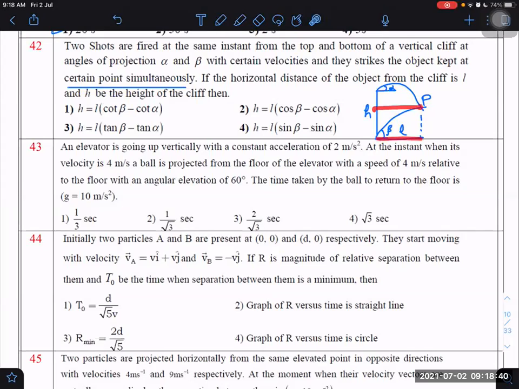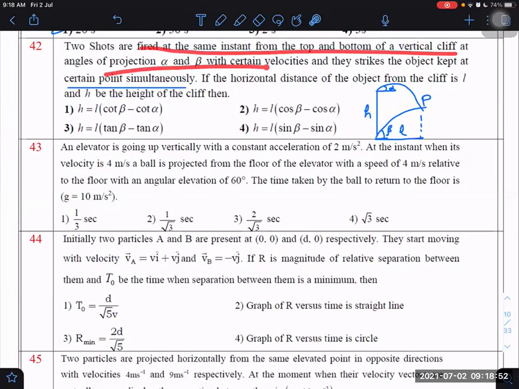Along the x-axis, time taken will be obtained by L upon Ux. The velocities are different, but one thing is sure: the horizontal component of the velocities, Ux, must be the same. Why? Because they cover equal displacements in equal intervals of time in the horizontal direction, so Ux must be same.